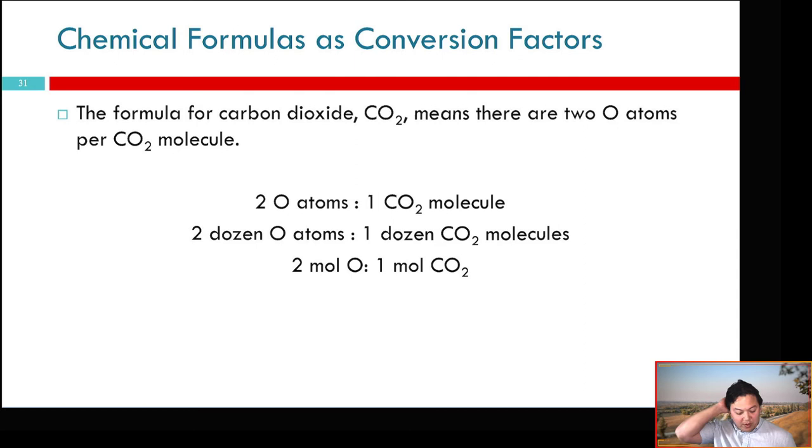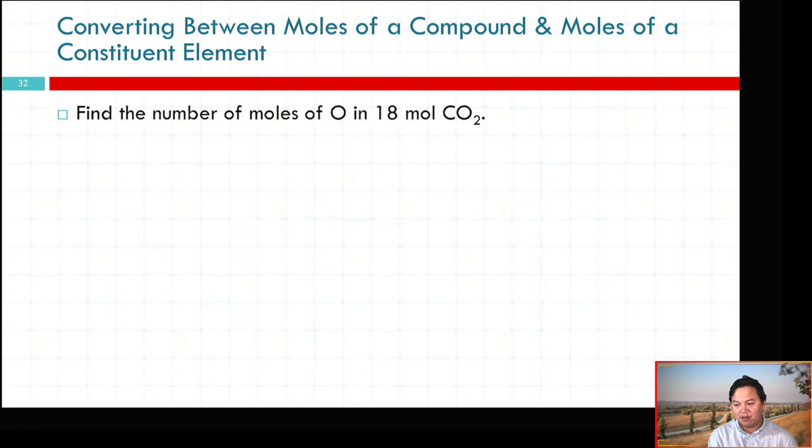So the formula for carbon dioxide, CO2, means that there are 2 oxygen atoms per carbon molecule. So 2 oxygen atoms, 1 carbon molecule; 2 dozen oxygen atoms would mean we'd have 1 dozen carbon molecules. Or 2 moles of oxygen, 1 mole of CO2. So we've kind of gone the other way here now. How many CO2 molecules can you make with 2 oxygen atoms? You can make 1 CO2. Or with 2 dozen oxygen atoms, you can make 1 dozen CO2 molecules. So just keep that in your mind. Try not to get confused too much by the fact that these are chemicals and elements. You can always go back to that.